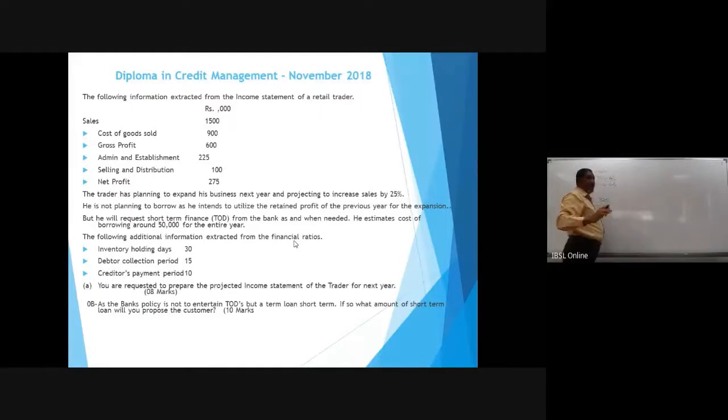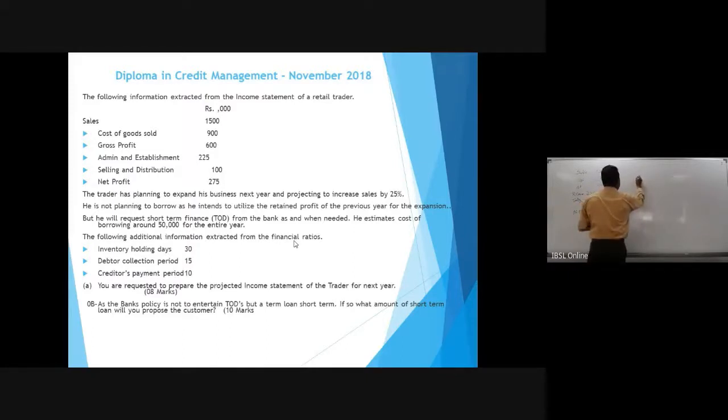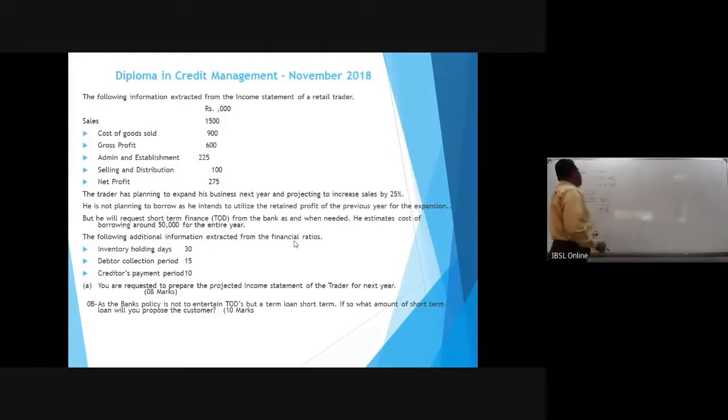And just now we have discussed this vertical method. So 60% of this amount is how much? It is 1,875. 60% of this 1,875. So 40%.